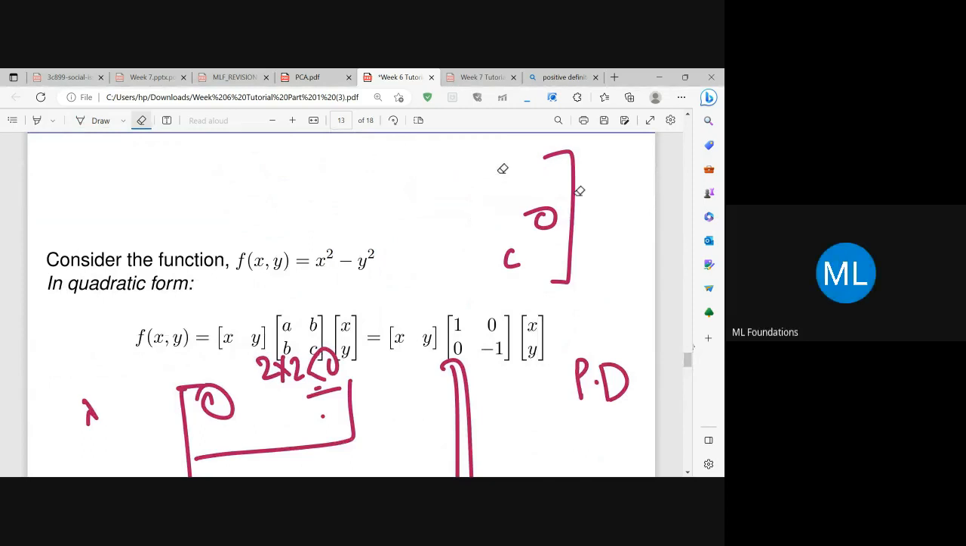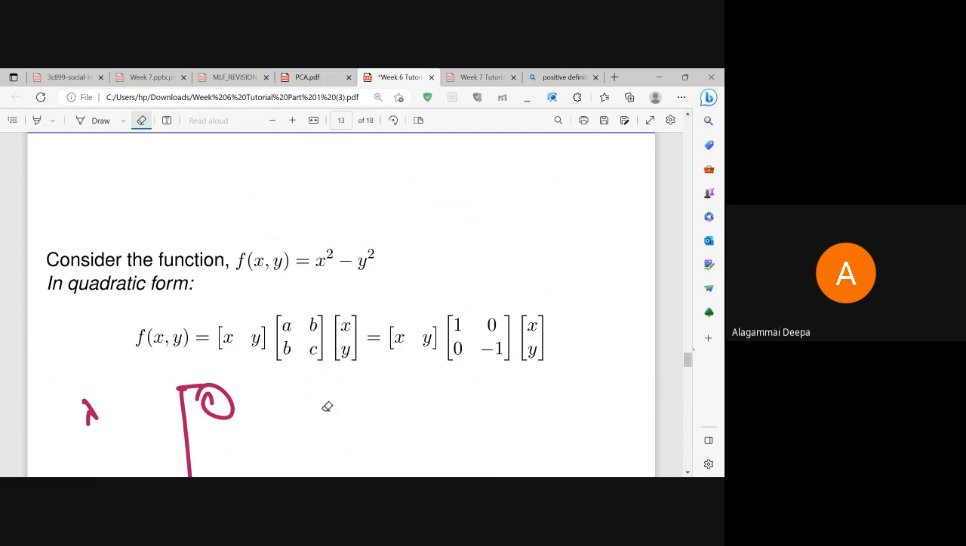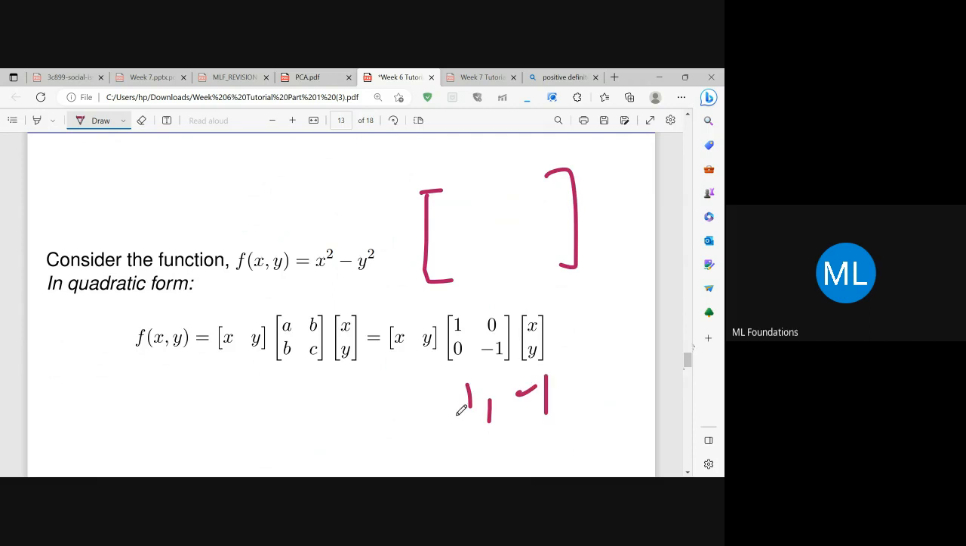Could you please tell me, is this one semi-definite or non-negative? Tell me, what is this? This is semi-definite. No, this is not semi-definite. You can directly say the eigenvalues are 1 and minus 1. So how come this is semi-definite? It is neither positive definite nor negative definite. If we have both positive and negative eigenvalues, then it is inconclusive.